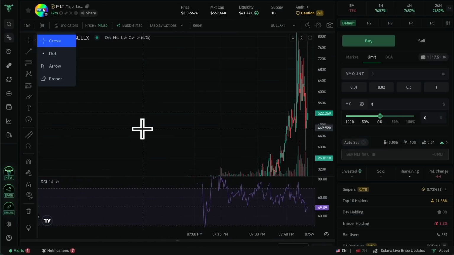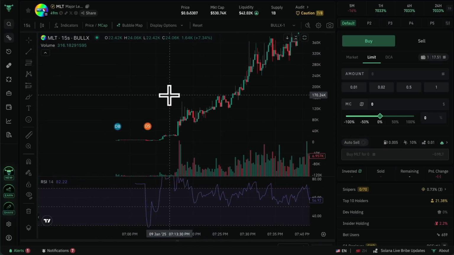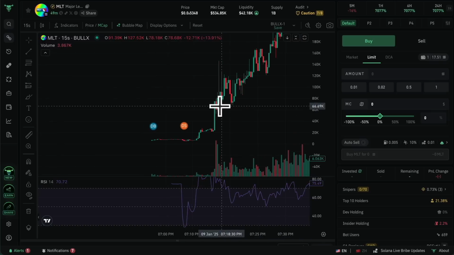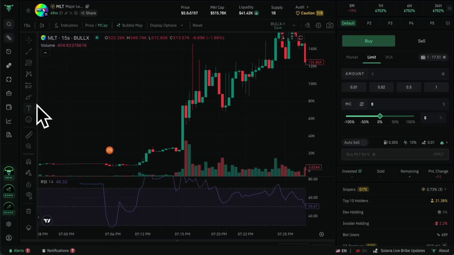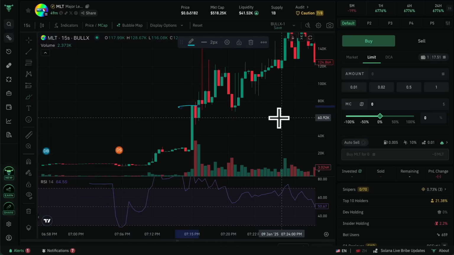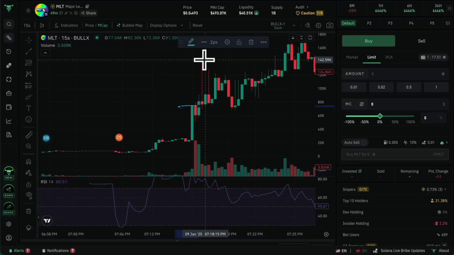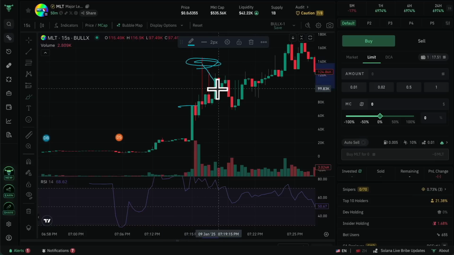Let's have a look at this one. We're now on a 15-second chart, so larger time frame chart. Here you go. So look at this. This one, again, like I said, just a random one I clicked on. It looks like it hit bonding here. Where did it run to initially? It ran to, well, between 120 and 140. And then it pulled back.